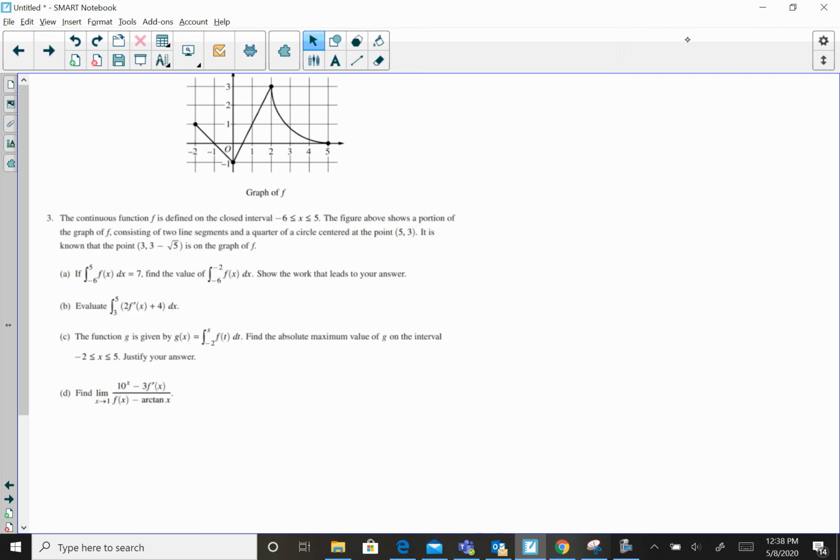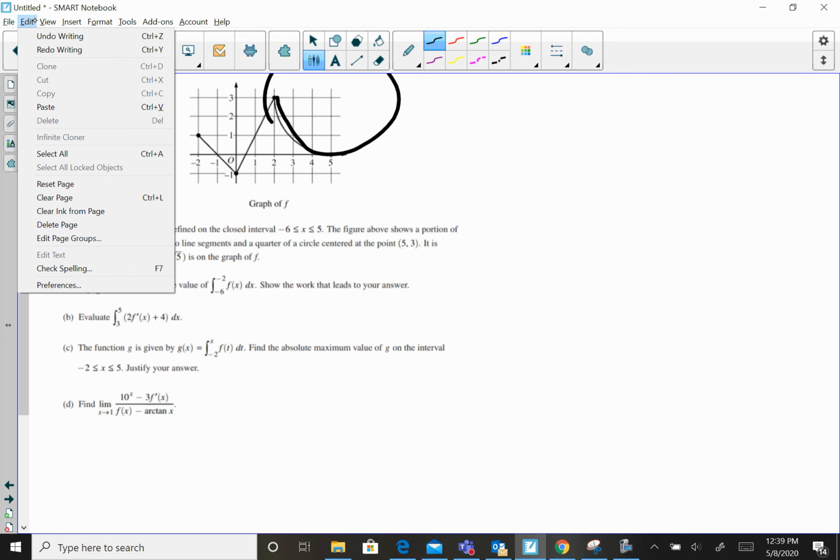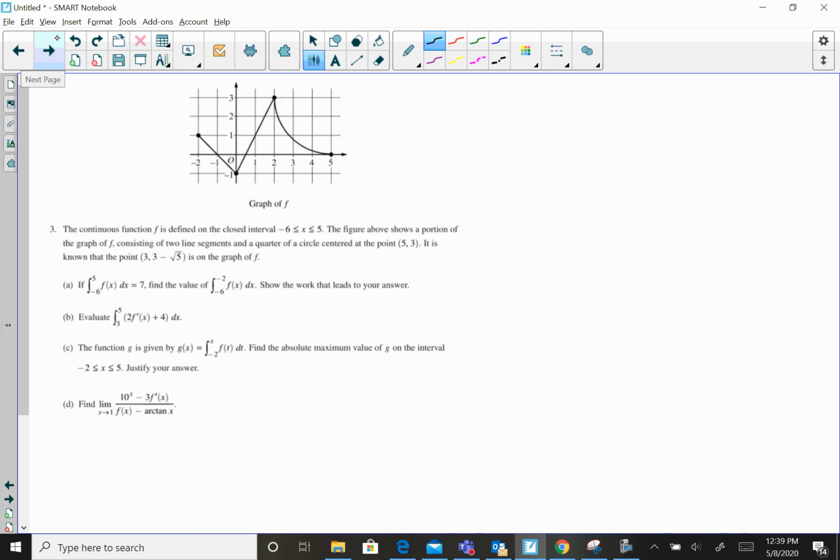Okay, this third one, I always think integral graph type questions kids seem to struggle with, so I feel like this is a good one to practice. It says the continuous function f is defined on a closed interval from -6 to 5. Notice that the graph only shows from -2 to 5. The figure above shows a portion of the graph consisting of 2 line segments and a quarter circle centered at the point (5, 3). So this is my quarter circle, right? I'm going to erase that, but that's where that circle would be.